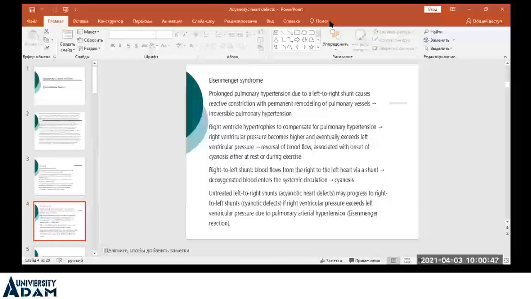Right to left shunt: blood flows from the right to the left heart via shunt, and deoxygenated blood enters systemic circulation. You can see clinical symptoms of cyanosis. Untreated left to right shunt as cyanotic heart defects may progress to right to left shunt if right ventricular pressure exceeds left ventricular pressure due to pulmonary arterial hypertension. And this phenomenon has the name Eisenmenger reaction.